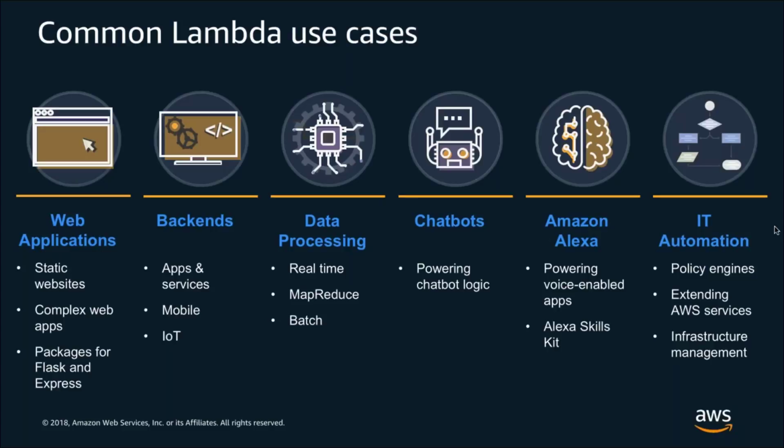Web applications, so typically APIs that would power static web applications or even more complex web applications out there. There are backends, so backends that might be, say, internal microservices. They could be backends for mobile applications or IoT connected devices. Data processing, so real-time data streaming and analytics, MapReduce, batch processing of various bits of data, also a very, very popular use case. Chatbots, pretty straightforward.